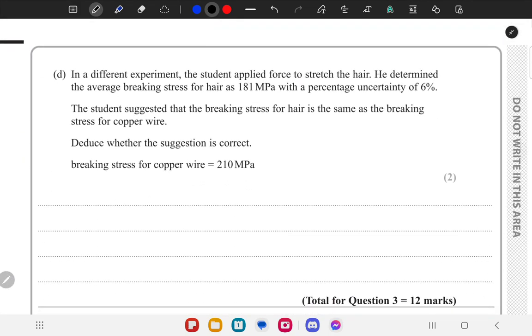Now on to part D. We are given that in a different experiment, the student applied force to stretch the hair and determined the average breaking stress to be 181 megapascal with a percentage uncertainty of 6%. The student suggested that the breaking stress for hair is the same as the breaking stress for copper wire. We have to deduce whether the suggestion is correct.